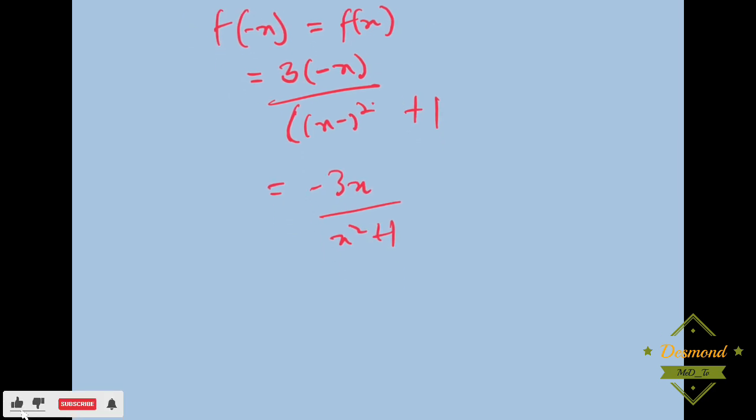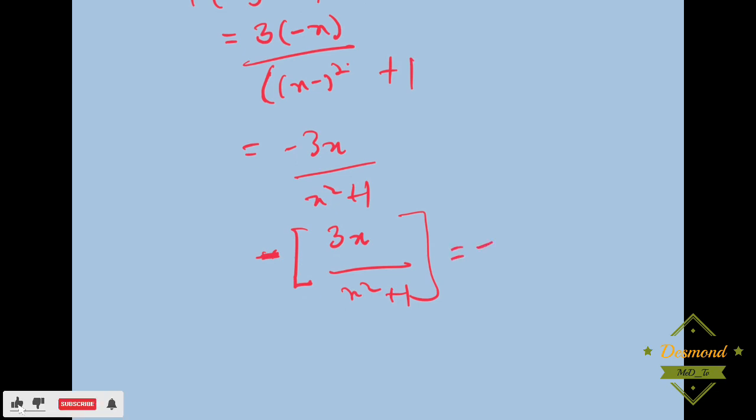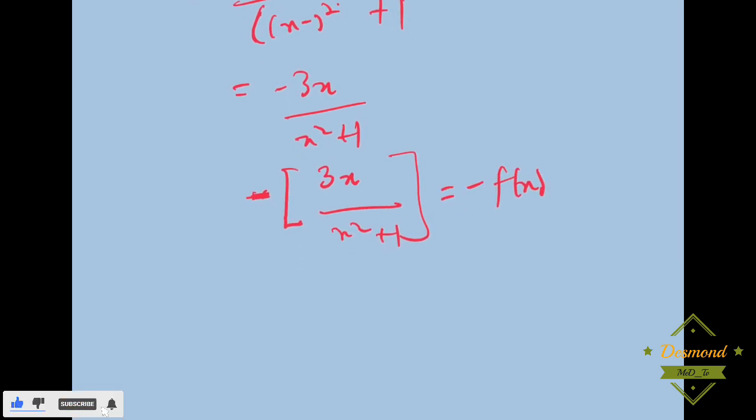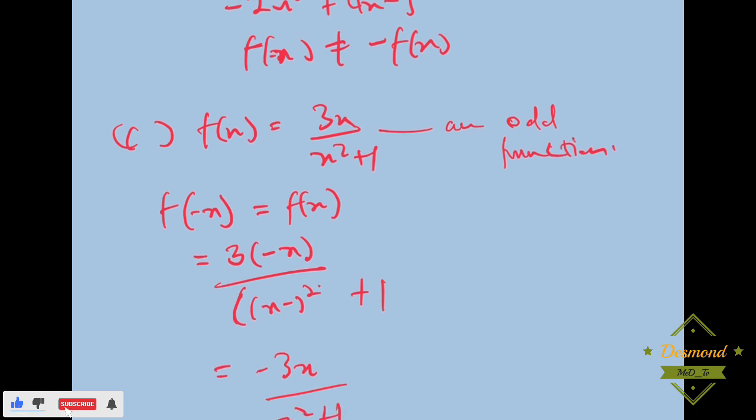So this one is what we got, right? When we do it, we should get a bracket, then 3x over x squared plus 1, right? With this one, you can see that the negative is outside of the main function. So this one is equal to negative f of x. Therefore, this function right here is an odd function. It's an odd function, right? So that is that. Now let's look at the last one, right?